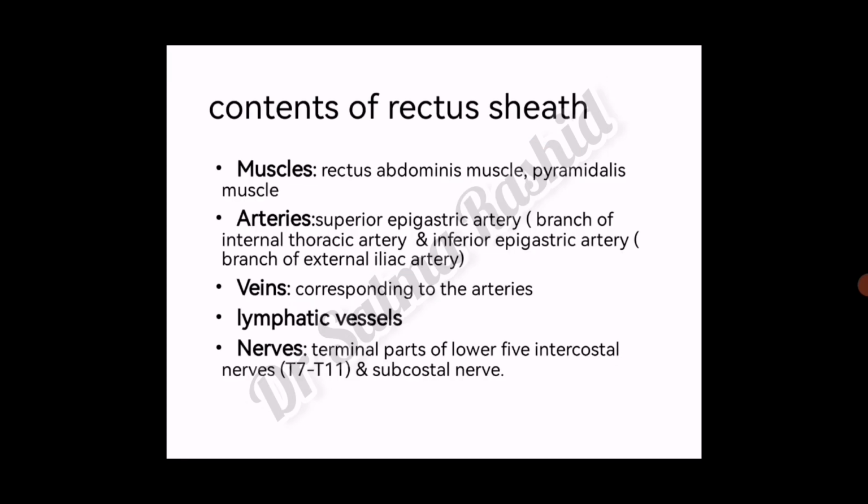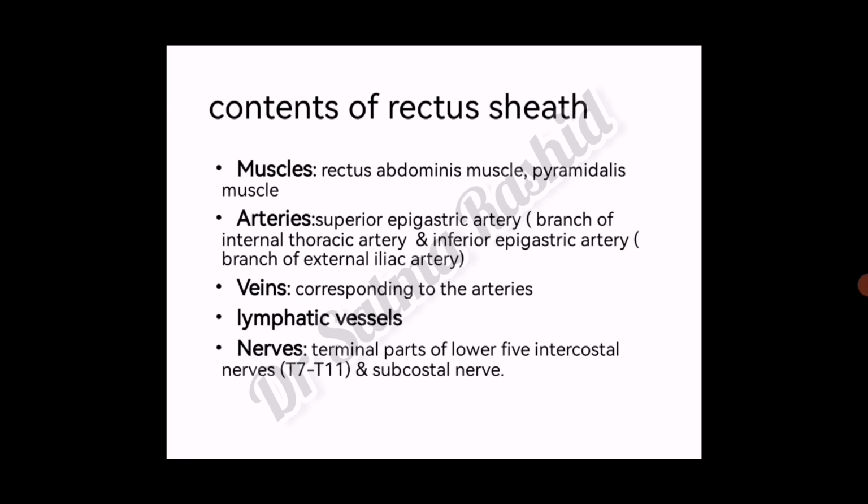Now, the contents of the rectus sheath. Muscles present are the rectus abdominis muscle and the pyramidalis muscle. Pyramidalis muscle is not present in about 20% of the population. Arteries are the superior epigastric artery, which is a branch of the internal thoracic artery, and the inferior epigastric artery, which is a branch of the external iliac artery. Veins correspond to their arteries.